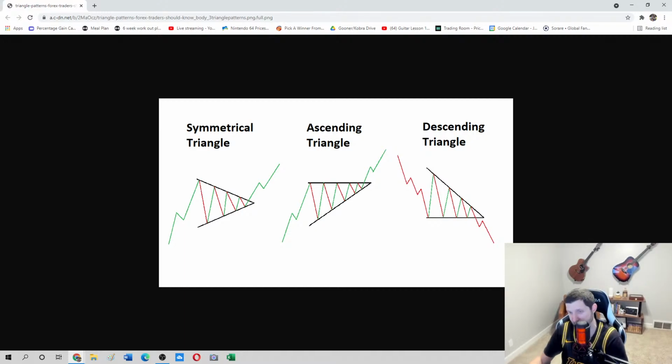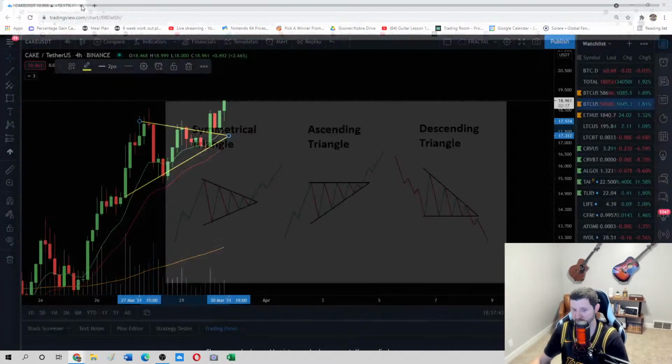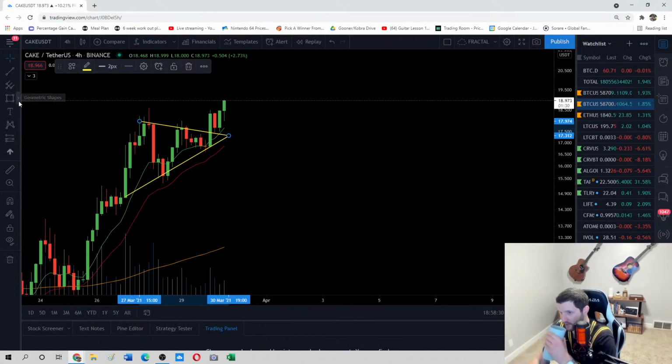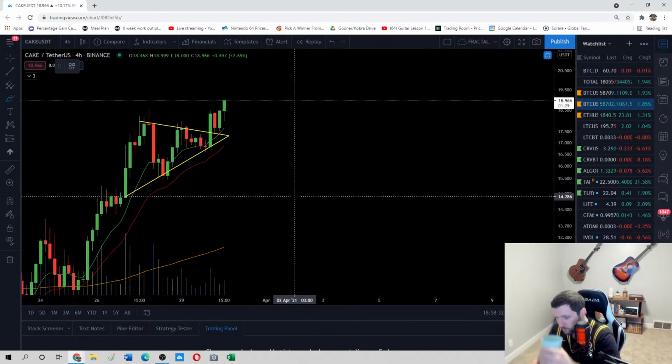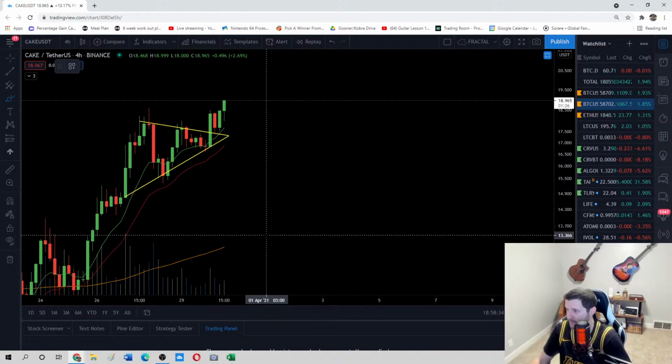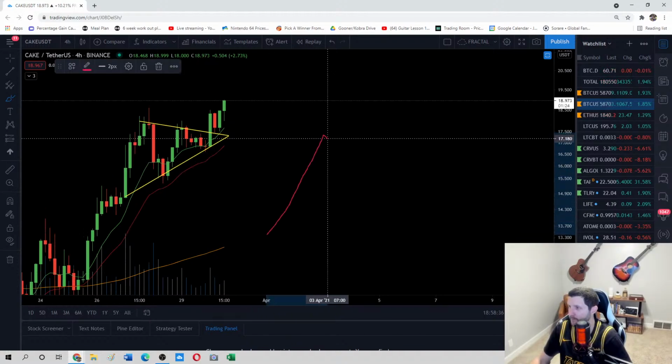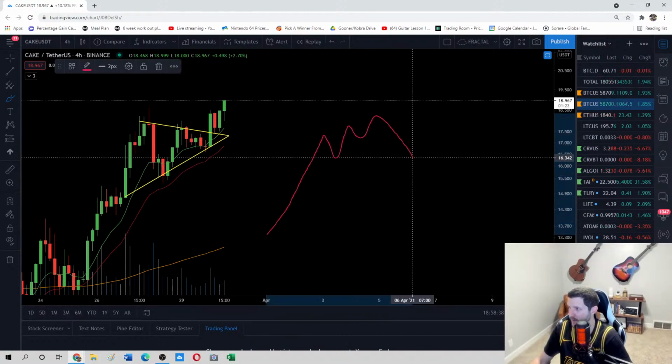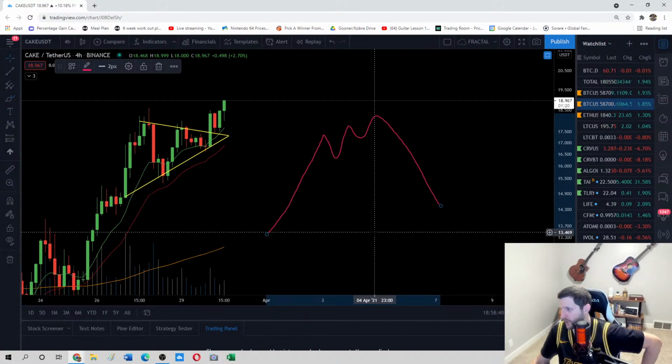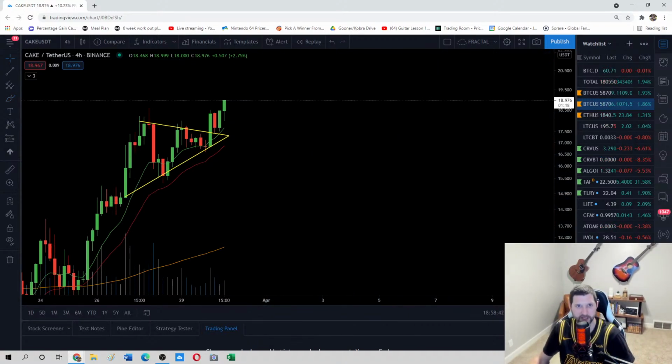Obviously, there's reversal patterns too, which what a reversal pattern means is basically this, where you have price going up and you have a reversal pattern, and then price goes back the other direction. All right, we'll get into those shortly, but I feel like it's important I at least mention those.